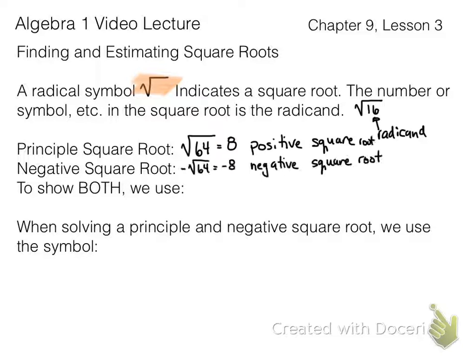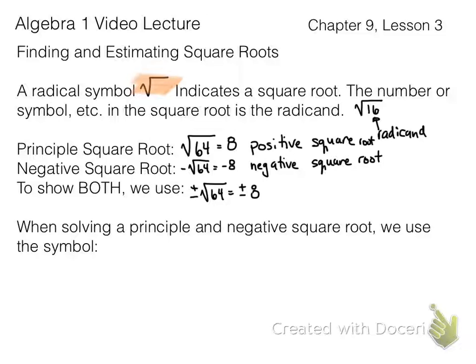And then we can have the negative square root, which is the opposite of the square root of 64. Well, the square root of 64 is still 8, but then the opposite of that would be negative 8. Make sense? All right, and if we're going to show both, we're going to use the plus or minus the square root of 64, which is 8. And if it ever has the plus or minus in it, your answer also has to have the plus or minus.